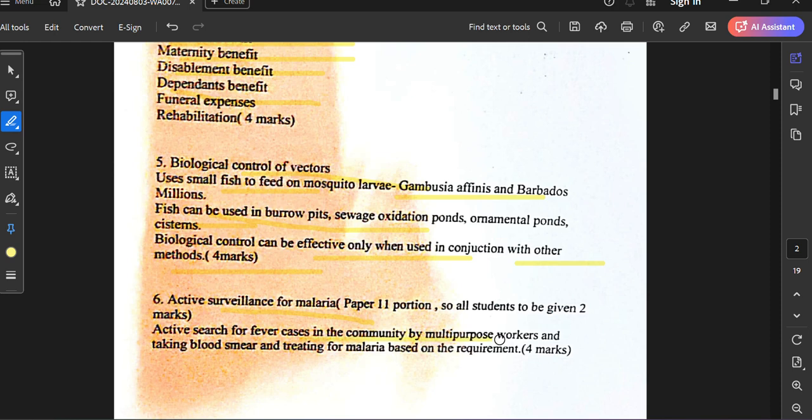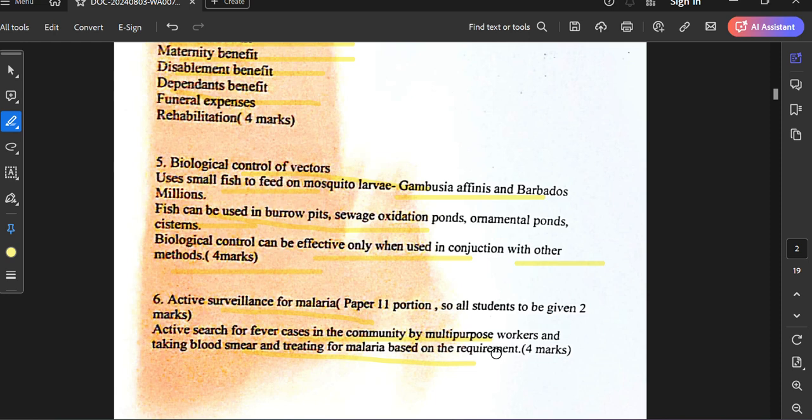Active search for fever cases in the community by multi-purpose workers. Malaria and all are a second paper portion. So for the active surveillance for malaria, what you can do is search for fever cases in the community by multi-purpose workers, taking blood smears and treating for malaria based on the requirement. Anyway, malaria is a fever disease.